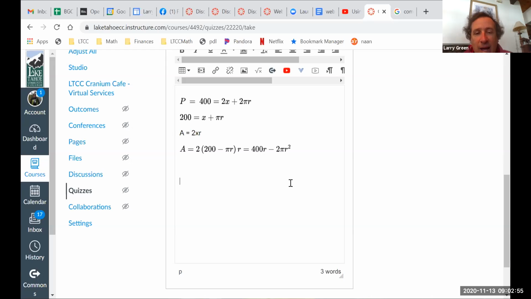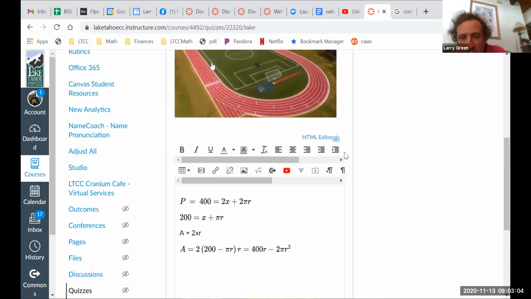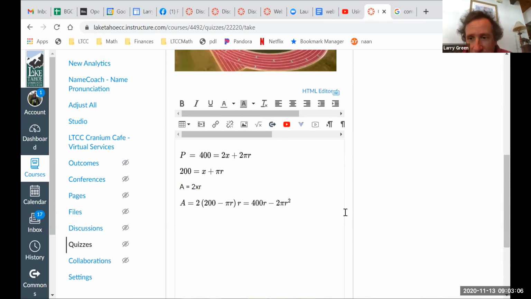Okay, we want to maximize the area, because that's what the question said. It said, find the dimensions that make the area as large as possible. So now it's time for calculus. What do you have to do to maximize area? So what's the step to maximize?